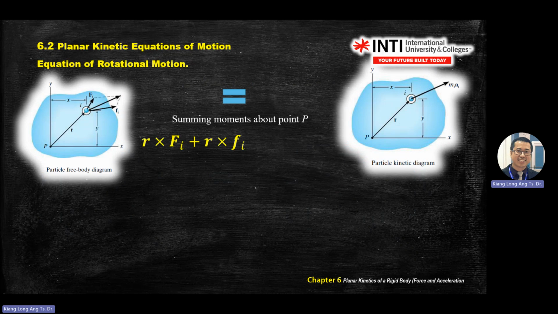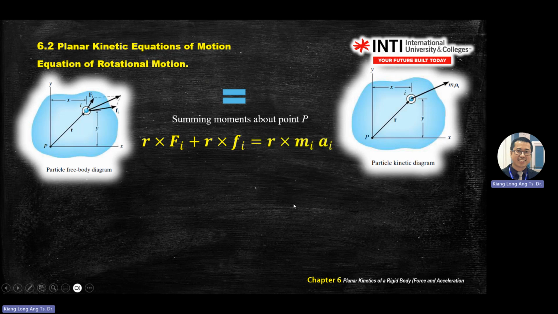So we do the moment, summing the moments about point P. On the left will be r cross Fi plus r cross the internal force fi. Moment is always r cross force, r cross F.